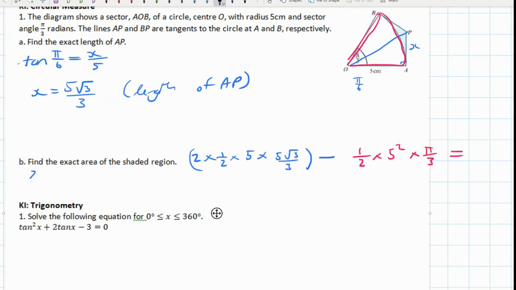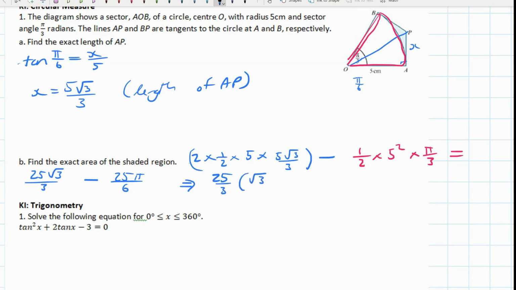So we end up with 25 square root 3 over 3, because the 2 times the half cancels out. Then I'm going to take away half, and we end up with 25 pi over 6, I think. And then to factorize that, maybe we'll just take out 25 thirds. And then we get square root 3 minus pi over 2. And I think that will be sufficient for us.